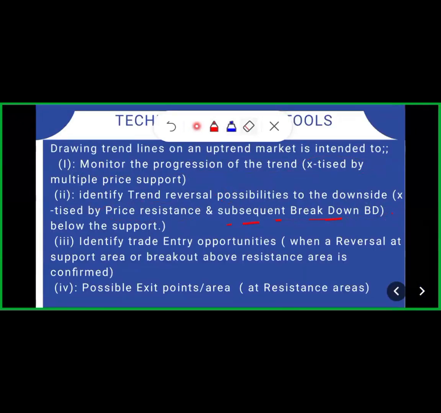And then the third thing is, after drawing this support, the next thing you're interested in doing is to identify entry opportunities. You want to identify areas of entry in the market, when you are supposed to actually enter the market. When do you want to enter the market? At what point? So when you draw the support and resistance on a rising market, you are able to know when you are supposed to enter. And when are you supposed to enter? There are two key points.